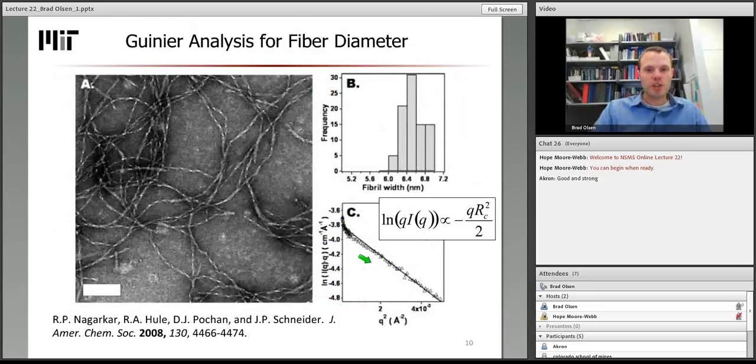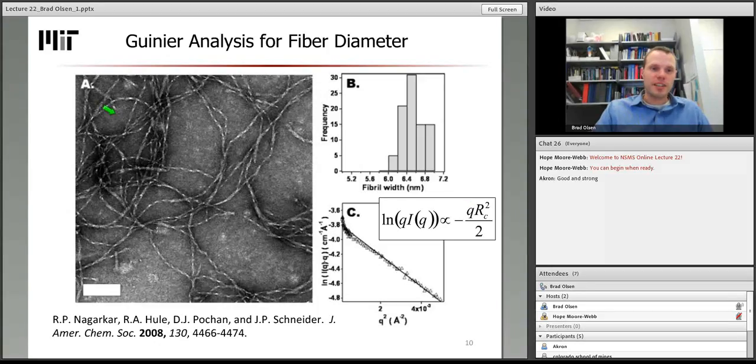So here I show the application of SANS and TEM in order to look at the size of these structures. And I apologize, there's a typo on this slide that I noticed after the slides were posted, that in the equation right here, there should be a Q squared instead of just a Q. So I'll send in some new slides for reposting, but please make note of that.